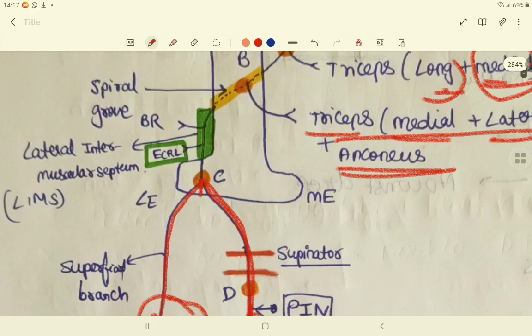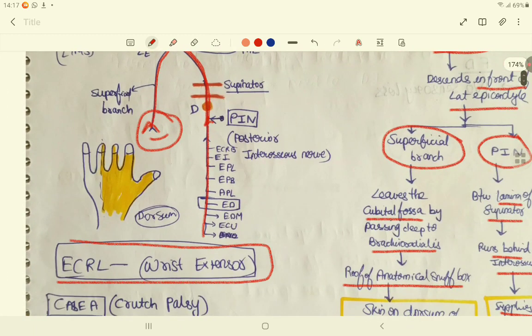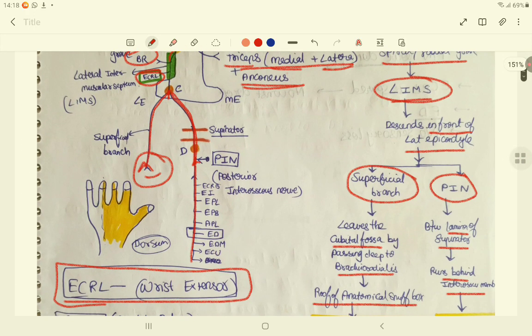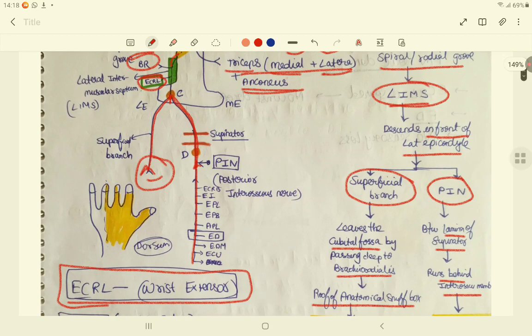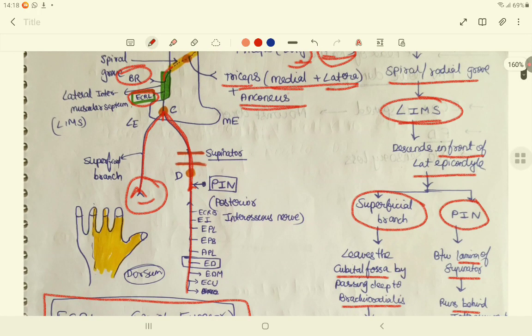Now as it pierces the lateral intermuscular septum, it supplies two muscles. One is the brachioradialis and the other is the extensor carpi radialis longus, right? This extensor carpi radialis longus is also known as our wrist extensor. The reason I am telling you this is because it helps in extension of the wrist. For now, just remember that, because you will see the clinical anatomy when I talk about the injury to the radial nerve. So it supplies the extensor carpi radialis longus and the brachioradialis once it pierces the lateral intermuscular septum. Now it runs in front of the lateral epicondyle and then splits into two.